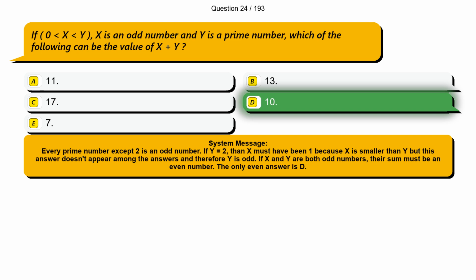Every prime number except 2 is an odd number. If y equals 2, then x must have been 1 because x is smaller than y, but this answer doesn't appear among the answers and therefore y is odd. If x and y are both odd numbers, their sum must be an even number. The only even answer is D.